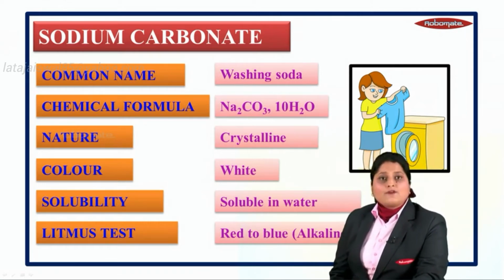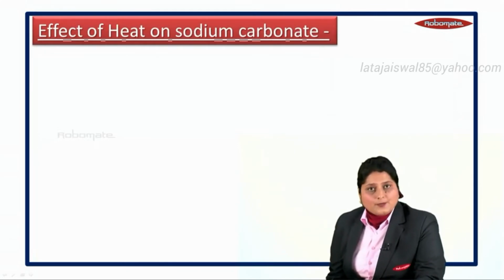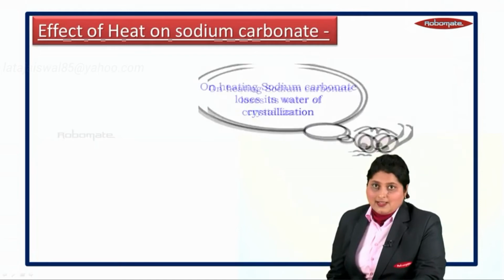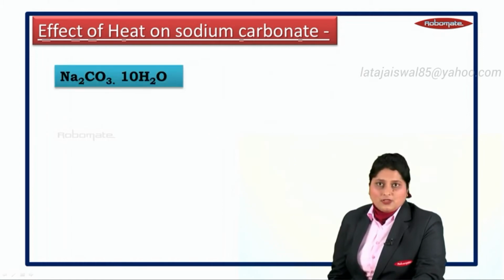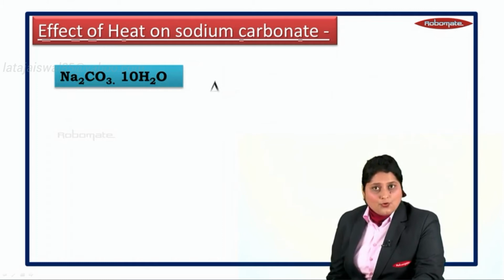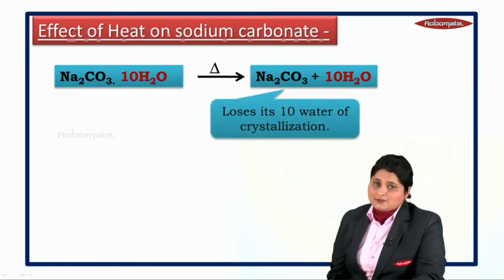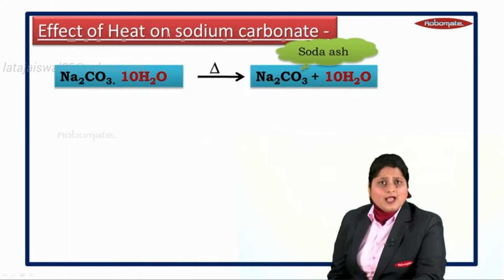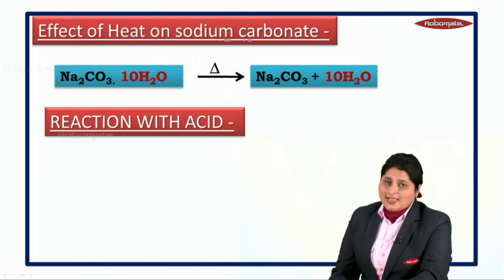Let's move ahead with the study of chemical properties. The first chemical property is the effect of heat on sodium carbonate. What happens if we burn this? Let's understand. On heating, sodium carbonate loses its water of crystallization. Very, very important reaction. Na2CO3.10H2O, that is sodium carbonate, when we heat this, it is going to release all its water molecules and it becomes anhydrous. Now when I say anhydrous, it is without water molecules, and without water molecules sodium carbonate, in common words, is called soda ash.